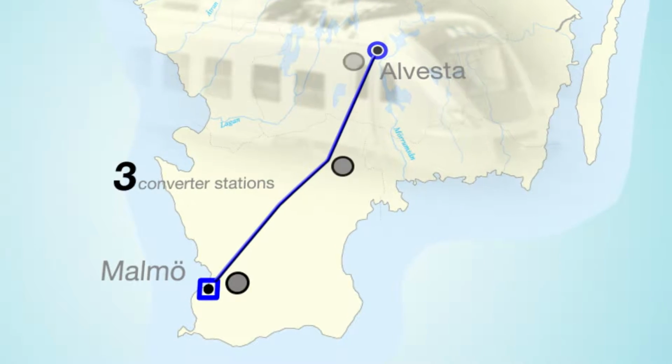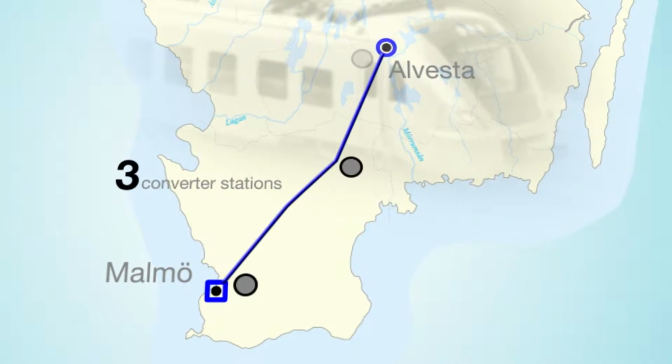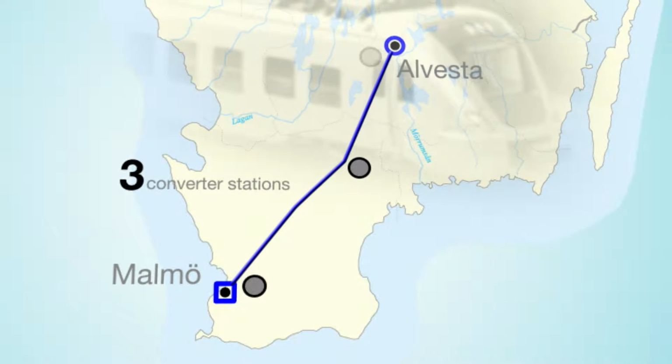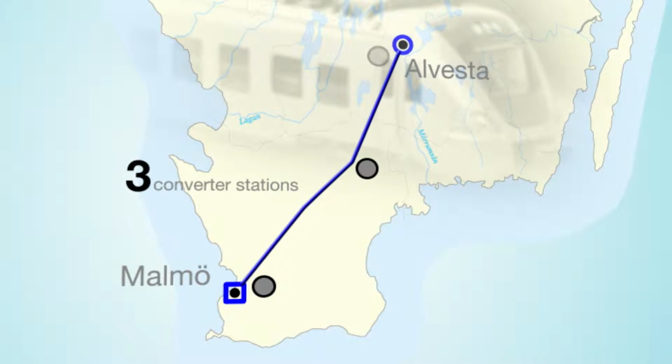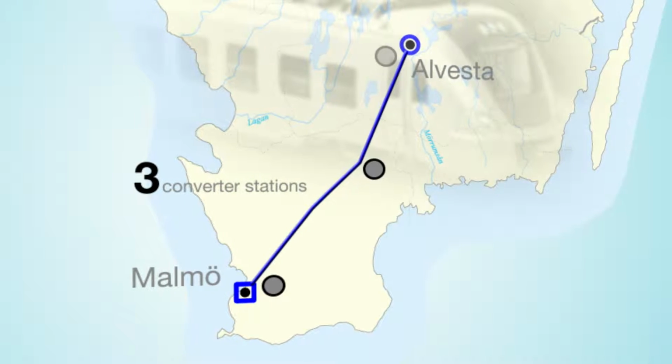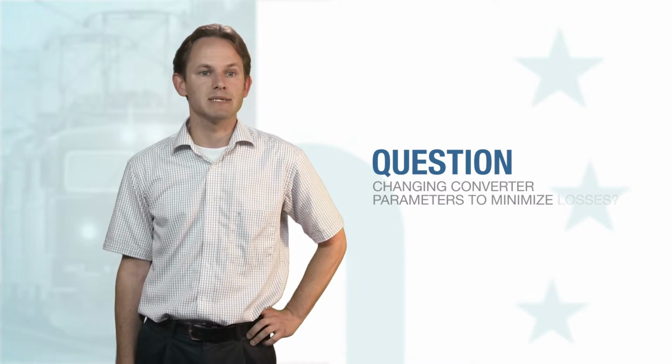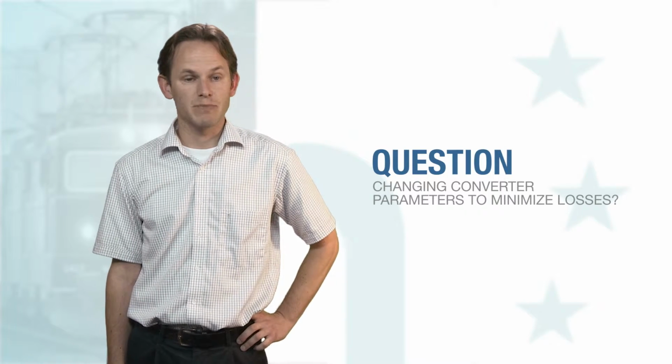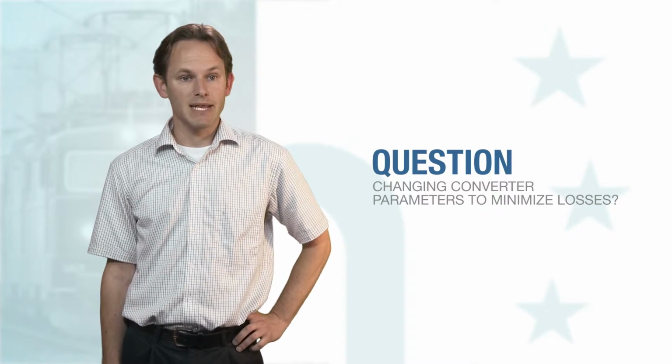There are 3 converter stations on the line, and we are seeing that these converter stations are not just feeding the trains near the station, but also over longer distances. And this causes losses, and energy costs money. So by changing converter parameters, we hope that it should be possible to minimize the losses, and that will be done by simulation by Siemens.